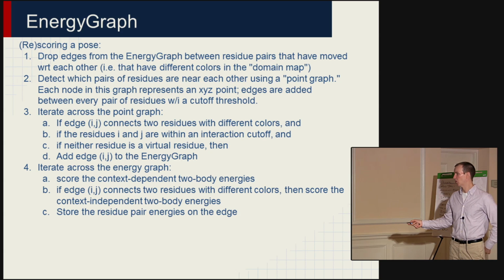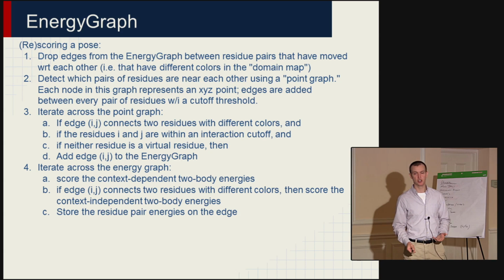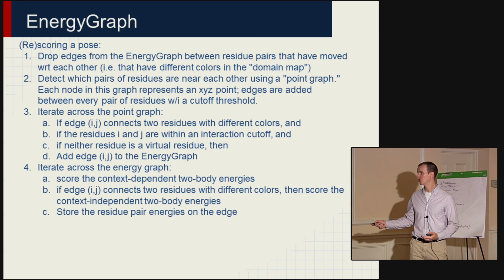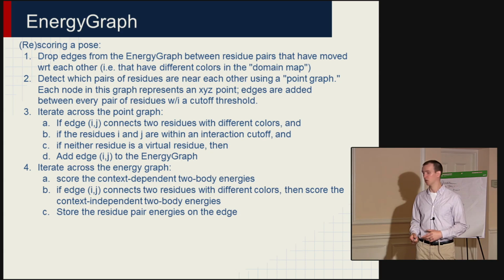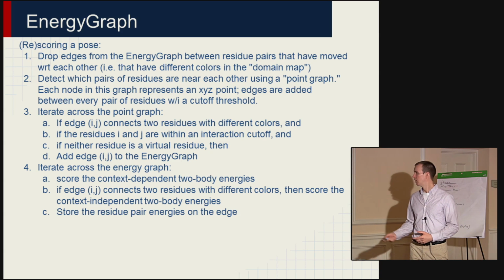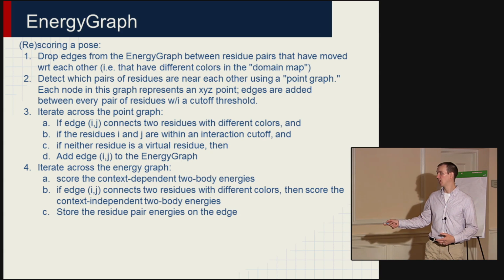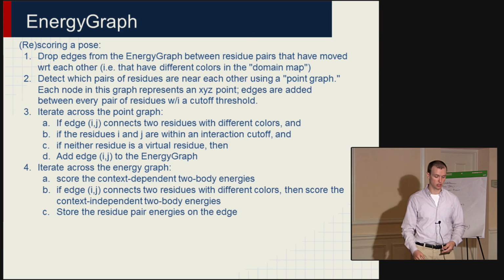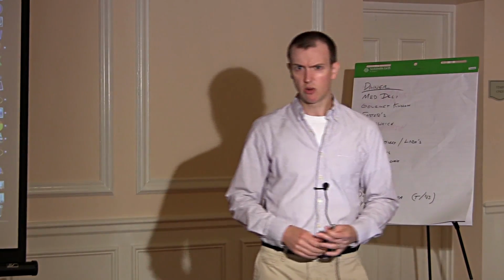So then you have to rescore what are called the context-independent two-body energies. The Lennard-Jones energy is one such term. So you can avoid recalculating the context-independent two-body energies, the Lennard-Jones energies for example, if two residues have not moved with respect to each other since the last time they were scored. You can skip over that calculation for a particular edge. And then once you've calculated the residue pair energies for edge ij, you store that pair energy on the edge, and you can look back at it later to know what energy you calculated for it. And that's it. Are there any questions?